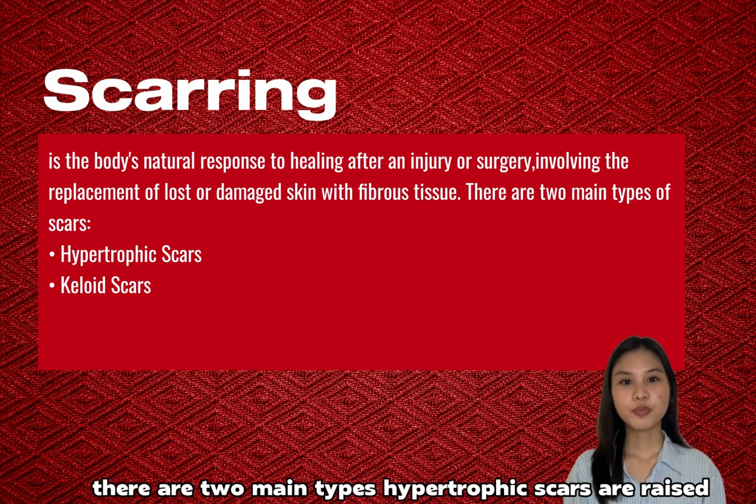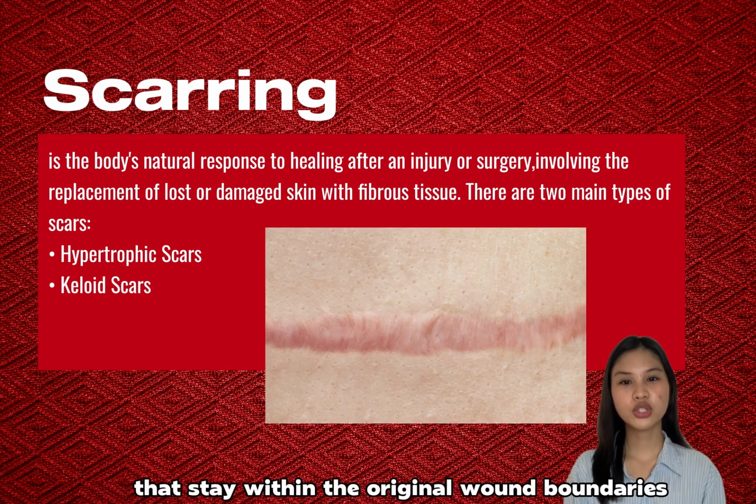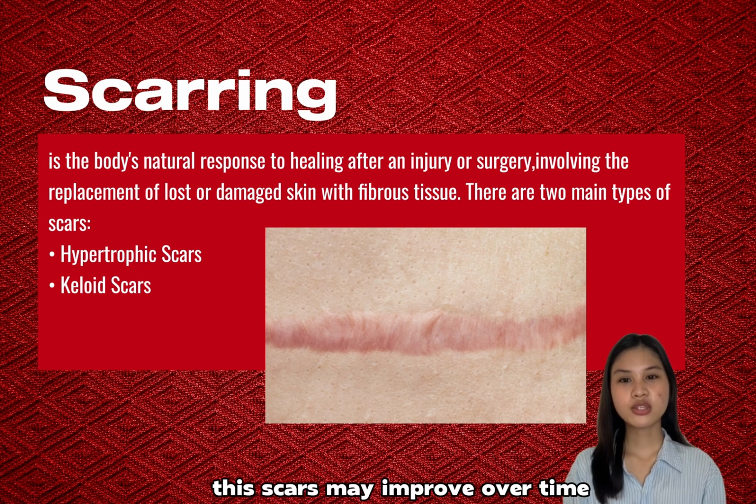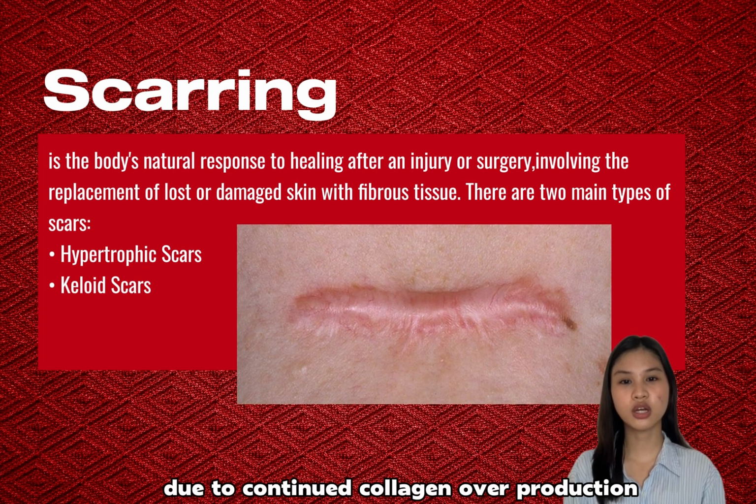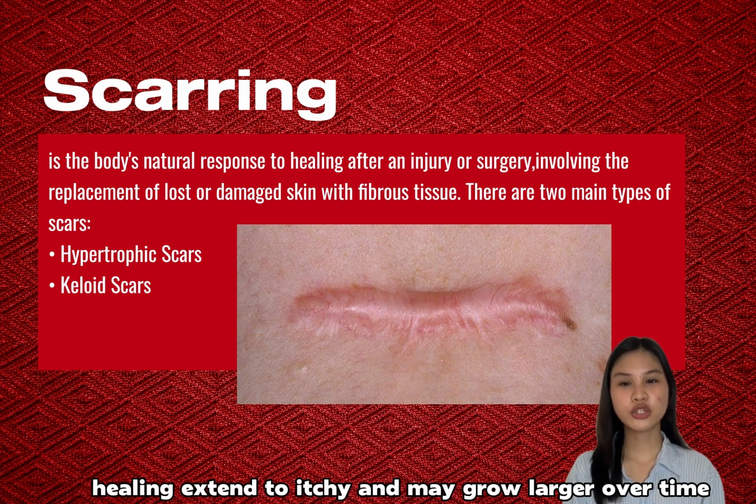There are two main types. Hypertrophic scars are raised, red scars that stay within the original wound boundaries caused by excessive collagen production. These scars may improve over time. Keloid scars are thick, raised scars that extend beyond the original wound site due to continued collagen overproduction. Keloids can be itchy and may grow larger over time.